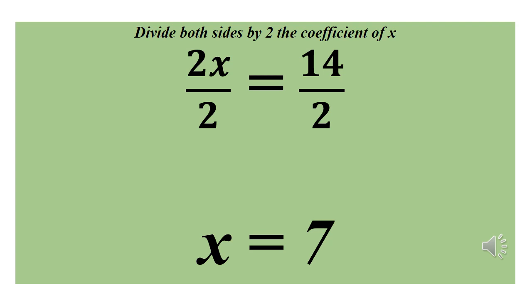So if we divide both sides by the coefficient of x, which is 2, then we have 2x over 2 equals 14 over 2. 2 cancels 2 at the left side, we have x left. Then 14 divided by 2 is 7, so we have x equals 7.